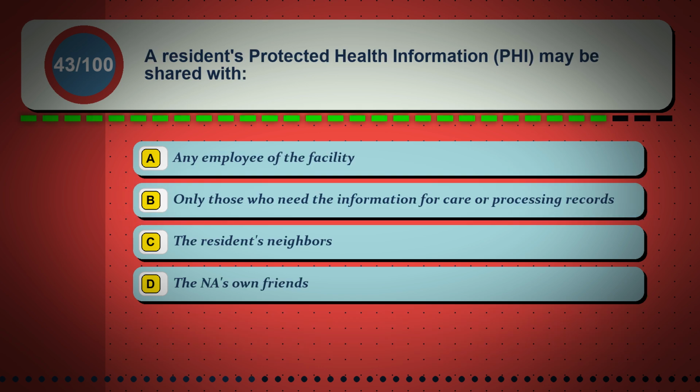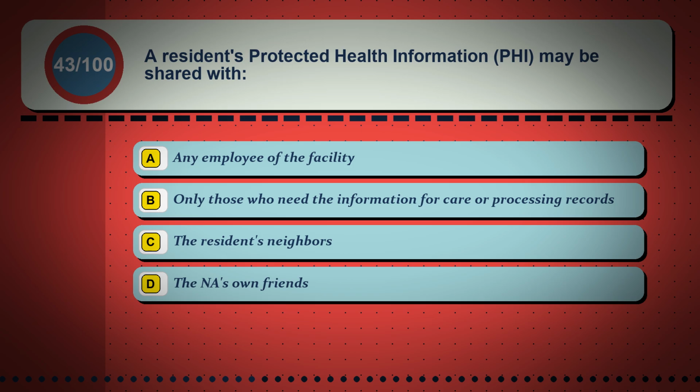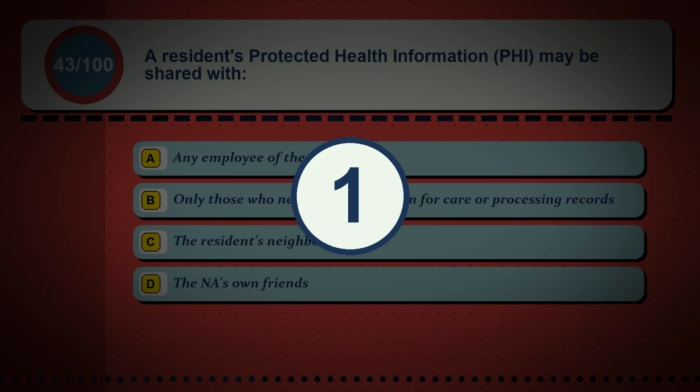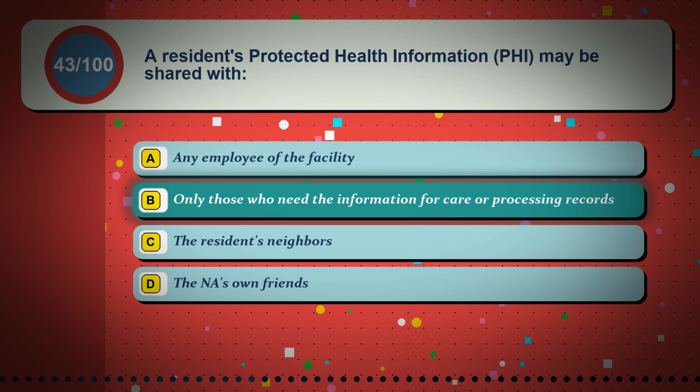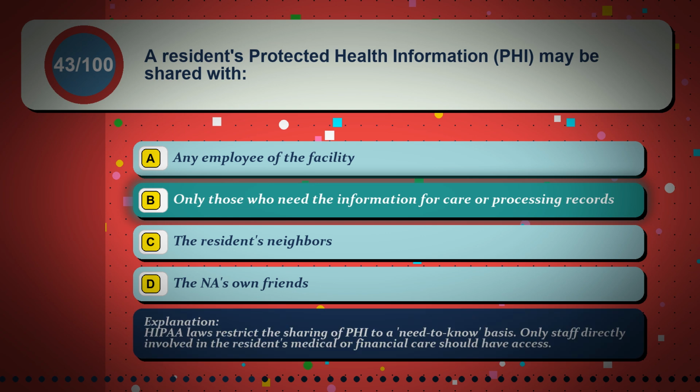Question 43. A resident's protected health information, PHI, may be shared with: option A, any employee of the facility. Option B, only those who need the information for care or processing records. Option C, the resident's neighbors. Option D, the NA's own friends. The correct answer is option B, only those who need the information for care or processing records. HIPAA laws restrict the sharing of PHI to a need-to-know basis. Only staff directly involved in the resident's medical or financial care should have access.